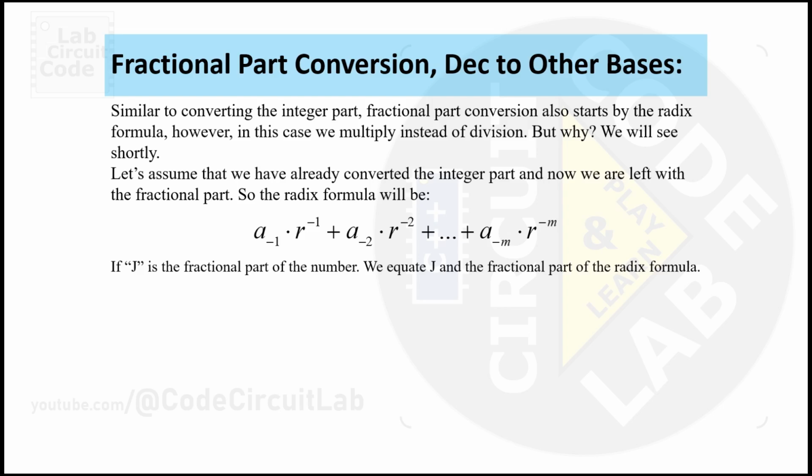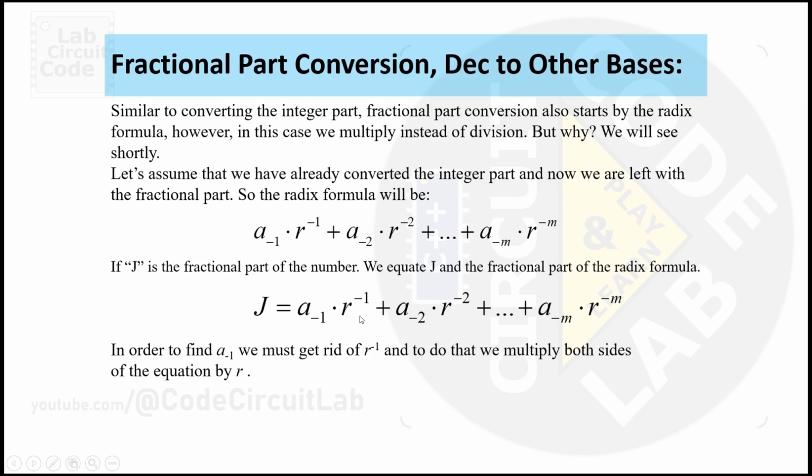If j is the fractional part of the number, we equate j and the fractional part of the radix formula, something like this. And then in order to find a minus 1, the first one that we want to find, we must get rid of r to the power of minus 1. To do that, we multiply both sides of the equation by r.